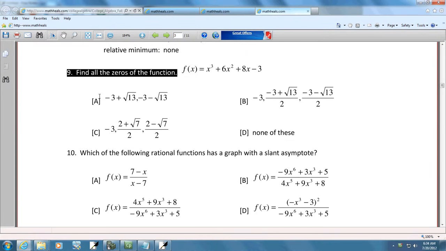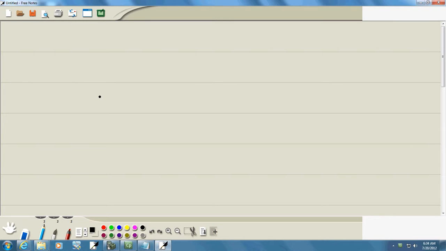Let's take a look at number 9. Finding all the zeros of the function f of x is equal to x to the third plus 6x squared plus 8x minus 3. And we're going to do this by hand. We've already done it on the calculator.